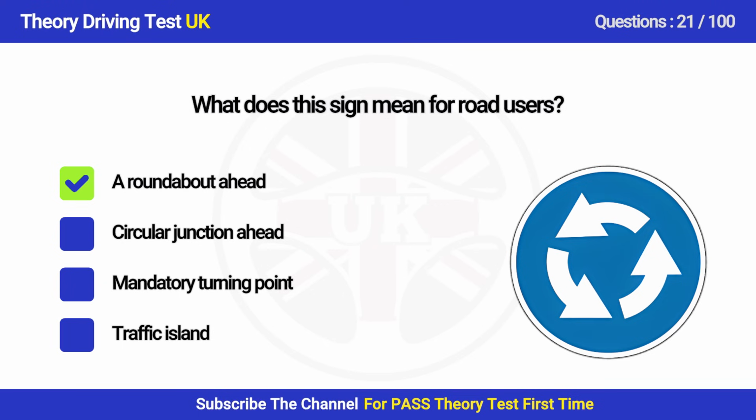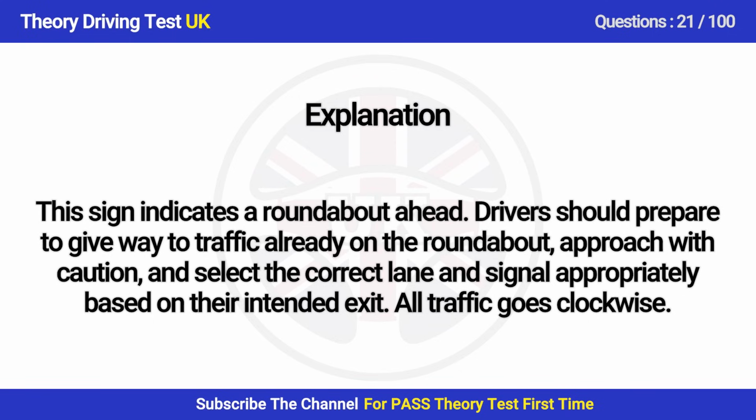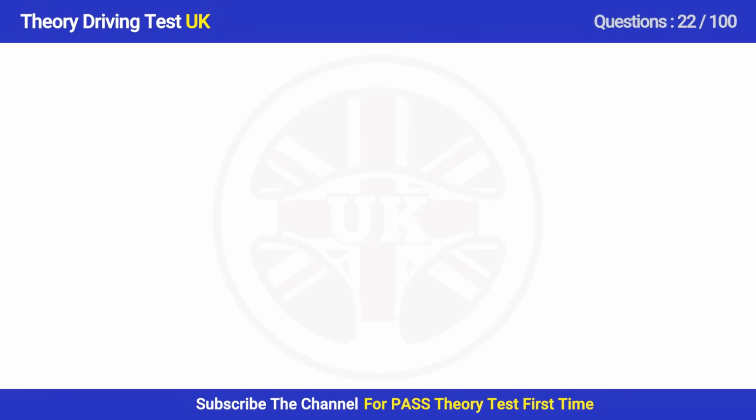Answer is A. Roundabout ahead. This sign indicates a roundabout ahead. Drivers should prepare to give way to traffic already on the roundabout, approach with caution, and select the correct lane and signal appropriately based on their intended exit. All traffic goes clockwise.